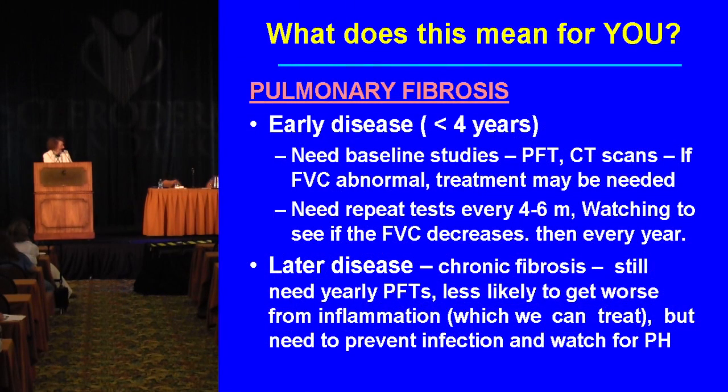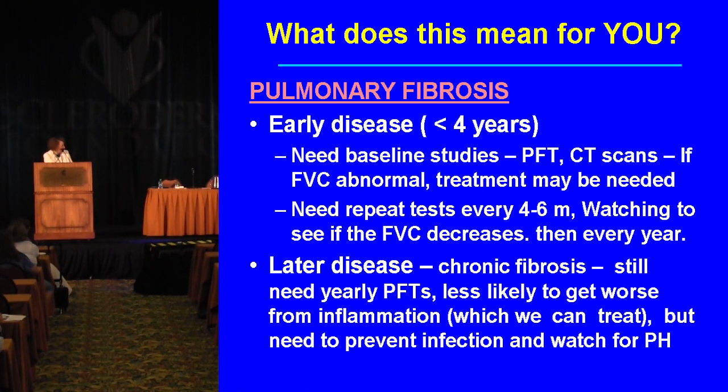So again, in early pulmonary fibrosis, we talked about early disease. You need baseline PFTs. If you have an abnormal PFT to start with, you need an HRCT to characterize what's going on. Then you repeat the PFTs, as I say, even as frequently as every 4 to 6 months, and see if the FVC is changing, and then that would be the guide that your doctor would use to make a decision of whether you needed treatment.